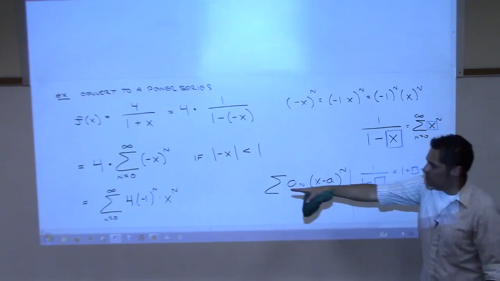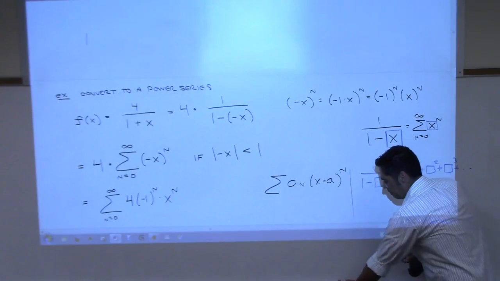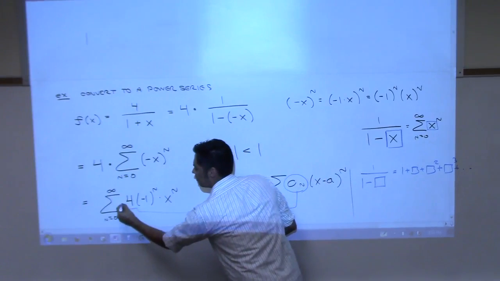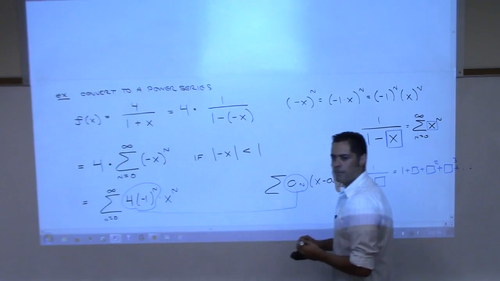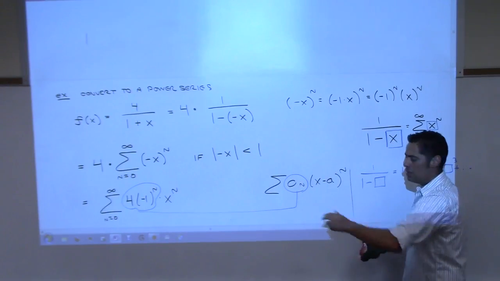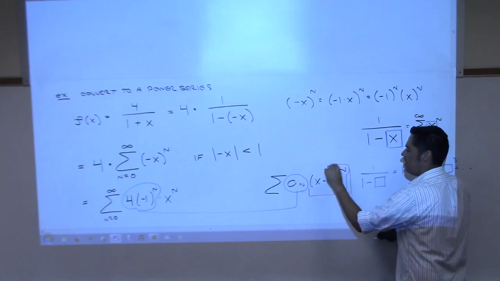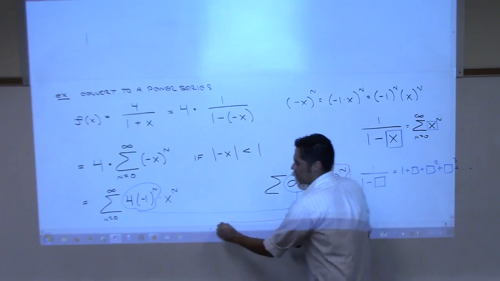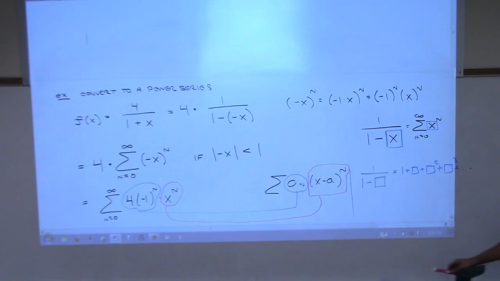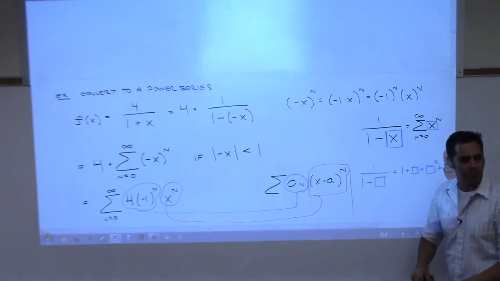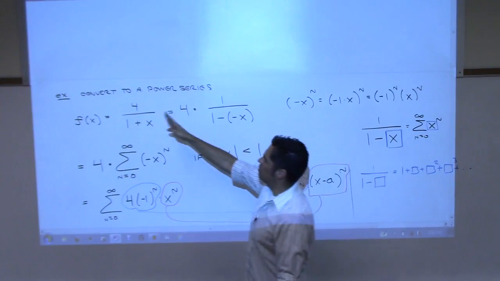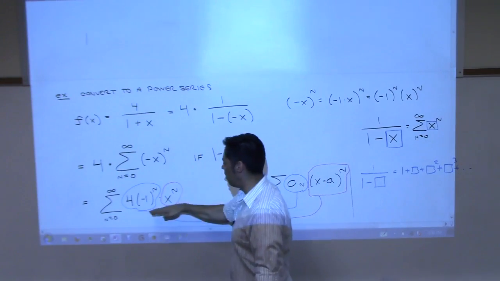Now, does that look like this now? Yeah? This piece right here, c sub n, is this piece right here. That's the number in front that keeps changing as n changes. Then do you have x minus a to the power n? Yes. What's a? In this case, 0. So I've created the power series. You see that? We converted that function to its power series.